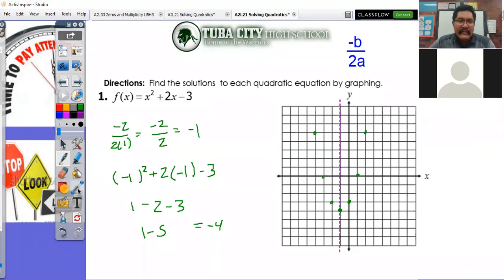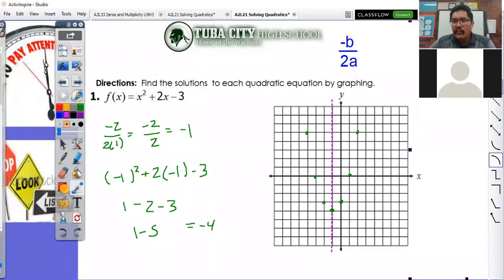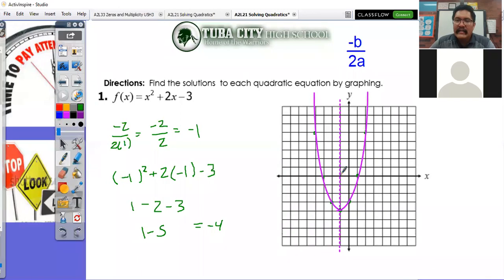Now I'm doing this mainly in the interest of time, but if you want to, you can also do the table. If you feel comfortable using a table, I would recommend you stick with that and make a table. So once you know your axis of symmetry, pick a few numbers going to the left and a few numbers going to the right on the number line, and then plug each one of those into the original equation.